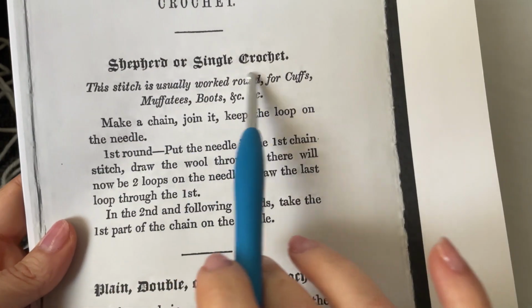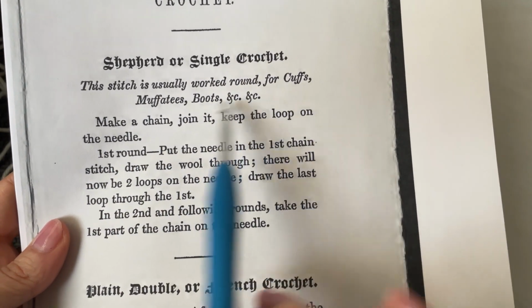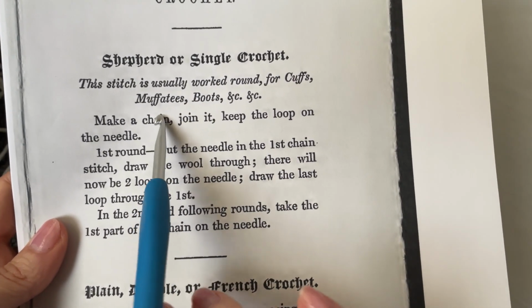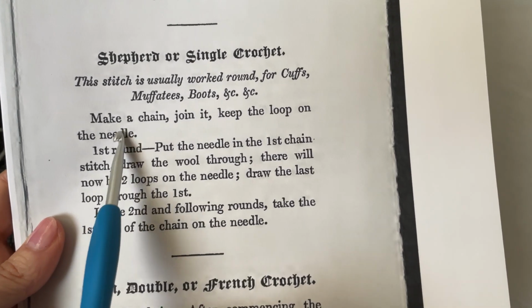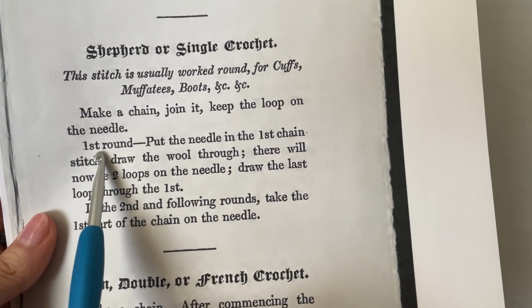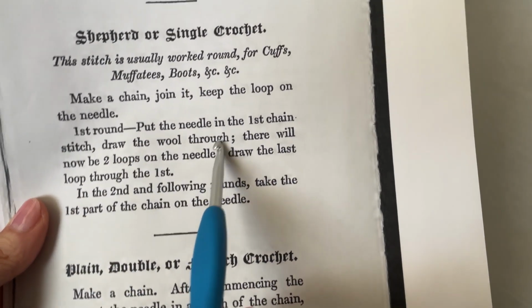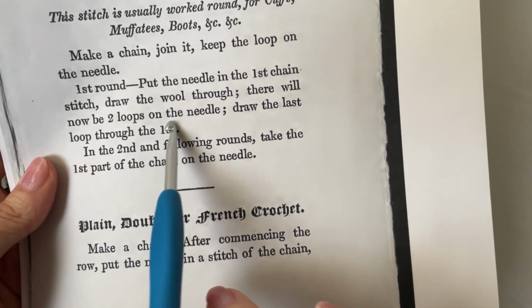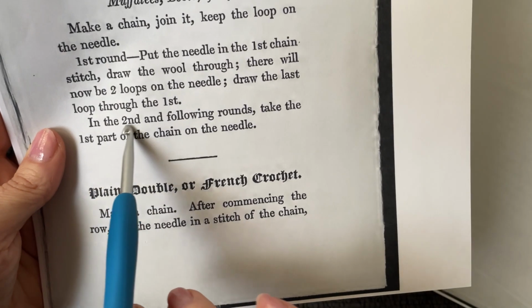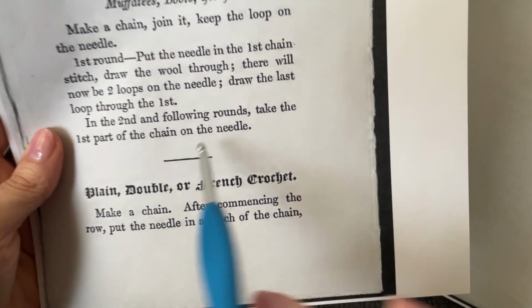A shepherd or single crochet stitch. This stitch is usually worked round for cuffs, muffetees, I'm pronouncing that wrong, I'm certain, boots, and etc. Make a chain, join it. Keep the loop on the needle. First round, put the needle in the last chain stitch. Draw the wool through. There will now be 2 loops on the needle. Draw the last loop through the first. In the second and following rounds, take first part of chain on the needle.